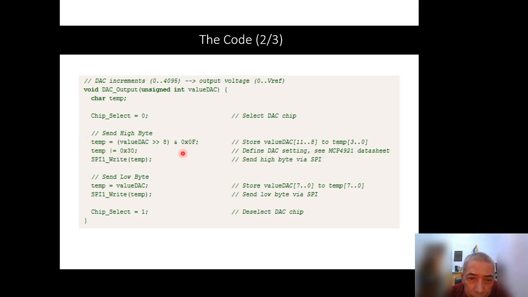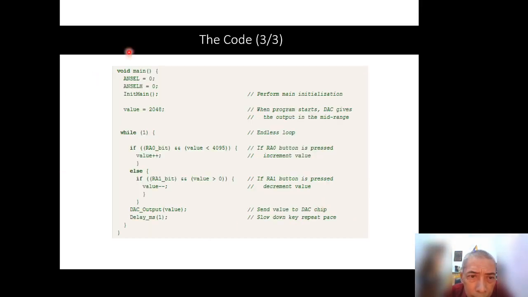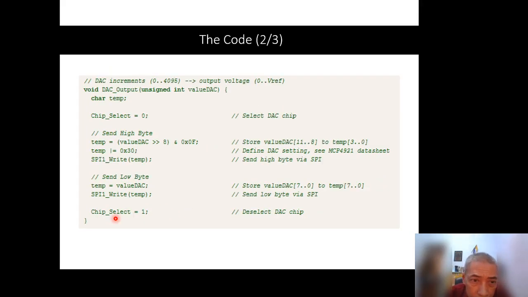Temp is the value, save 8 bits and with 0x0F. Store value. Okay, define the settings for the MCP4921 data, and SPI1 write. So this is write the high byte. This is write the low byte. And then you have to deselect the chip. Okay, this is void main. If RA0 button is pressed, increment value. If RA1 button is pressed, decrement value. Okay, the DAC output is according to the value. I think the DAC output is right here.